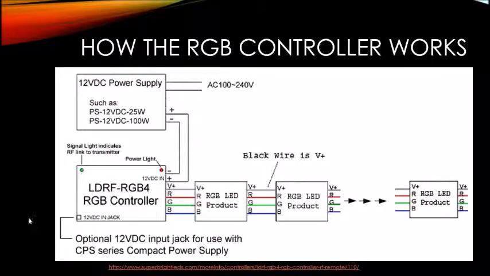Okay, so now you can see how the RGB controller actually works in a quick configuration. This is the actual controller itself. To give a quick demo, this is the power light and how it signals that the power is on. This is the radio frequency link transmitter, which signals that the remote is working. And this is the most standard. It says optional, but this is probably the most preferred. This is just plugging your power supply directly into the wall.